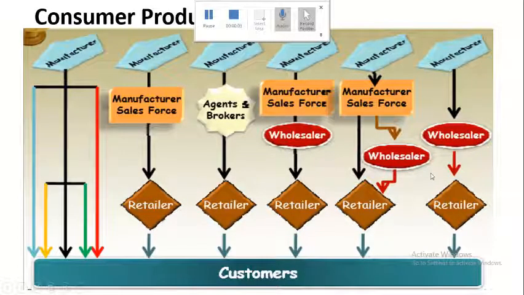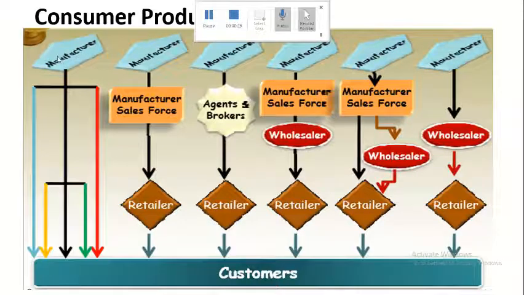And next is consumer products and services. This table summarizes 6 channel structure alternatives for consumer products. The characteristics of both buyers and products have an important influence on channel design.